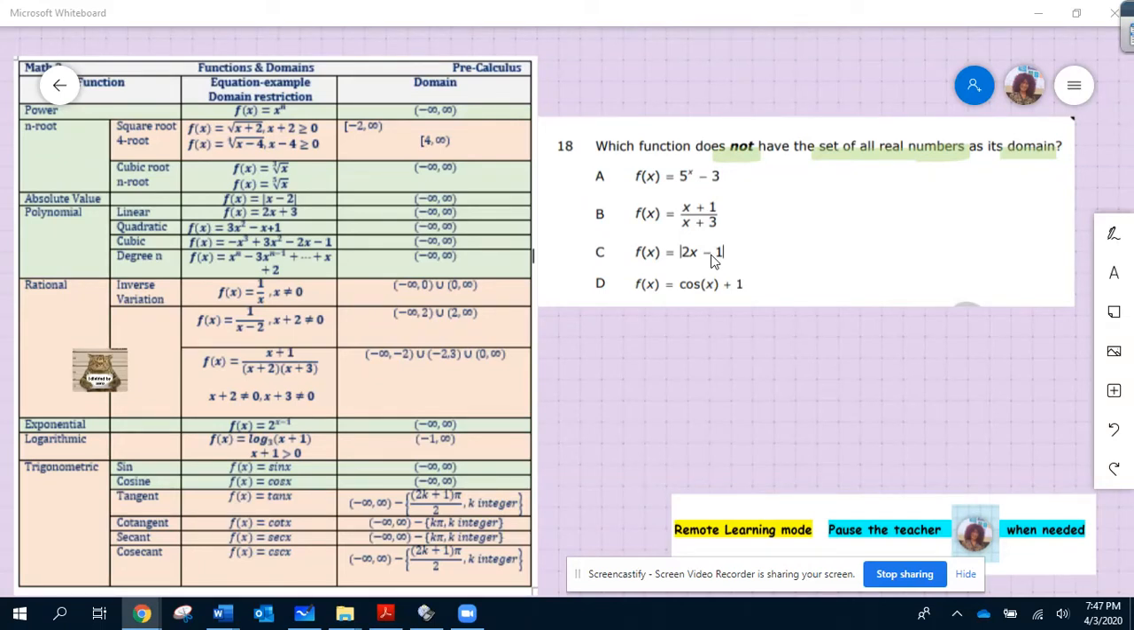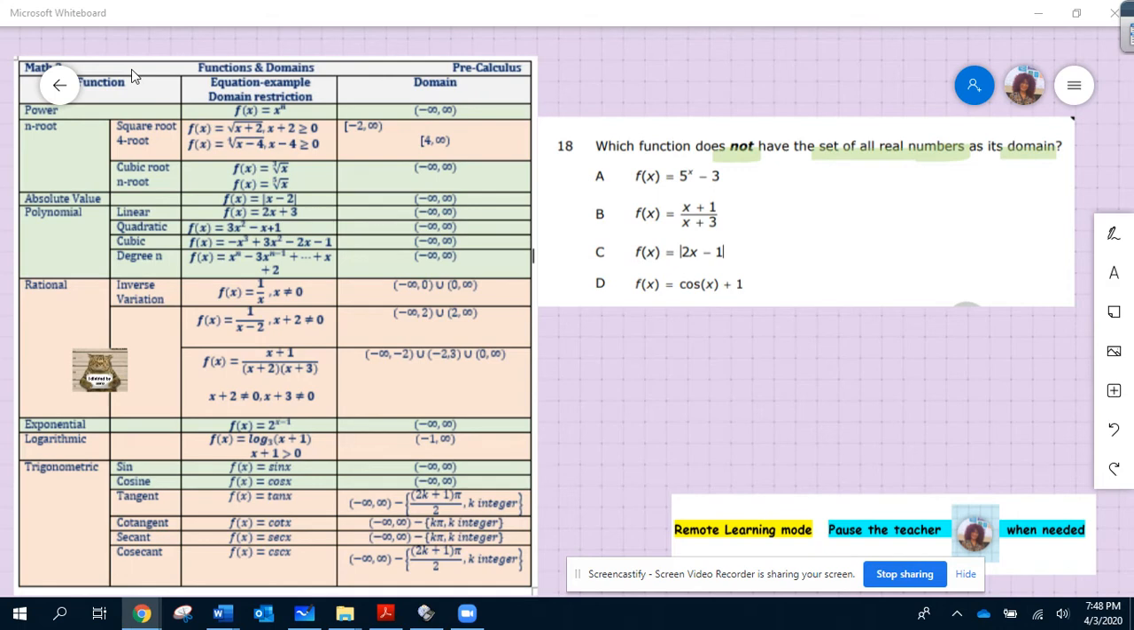Today we'll solve problem number 18 from the Math 3 EOC exam using the algebra approach. Which function does not have the set of all real numbers as its domain? So usually functions have the set of all real numbers as their domain. The exceptions are a few functions.